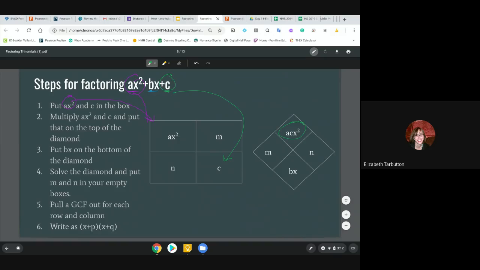Now, if you're not following along right now, and you're thinking, I don't really know what goes where, that's okay. I'm going to show you that in the next slide. This is just a reference slide so that you know what the steps are.